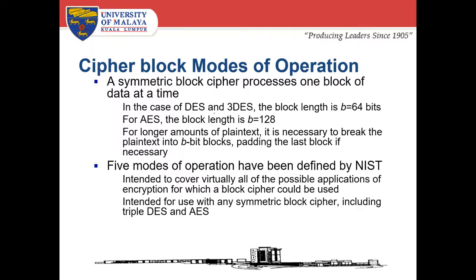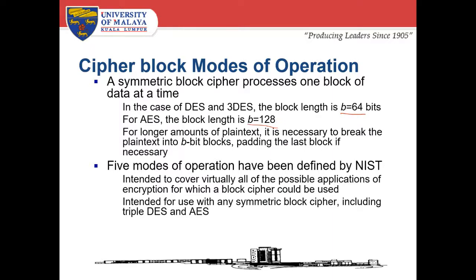In the case of DES and 3DES, the block length is 64 bits. So for a longer message, "my name is John" is one block. Let's say "my name is John" is 64 bits, so that's one block. "I live in Kuala Lumpur" is another block. For AES, the block length is 128 bits. AES uses a longer key length, so the block length b is equal to 128 bits.